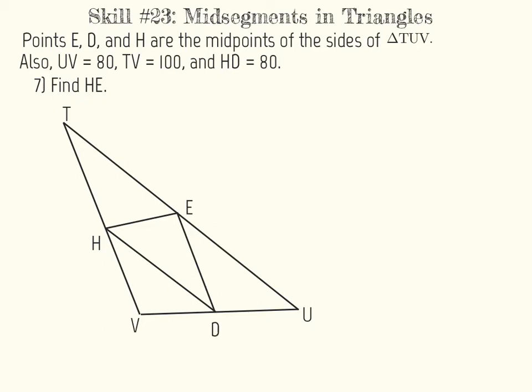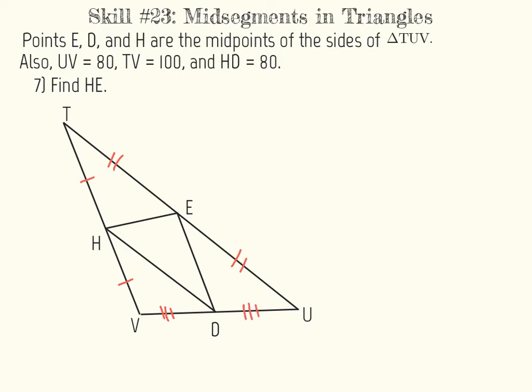Okay, so the first thing we want to notice is we have the midpoints. So I'm going to mark the midpoints. We know that right here, TH, there's a midpoint. And then we have TE and UE, because E is a midpoint. And then we have VD and UD, because D is a midpoint.